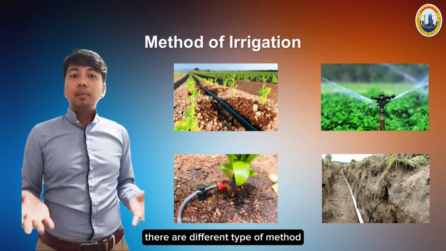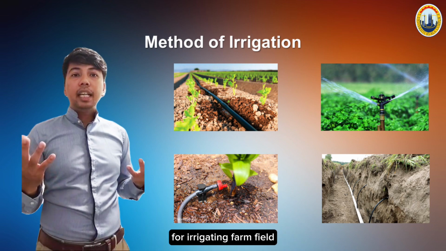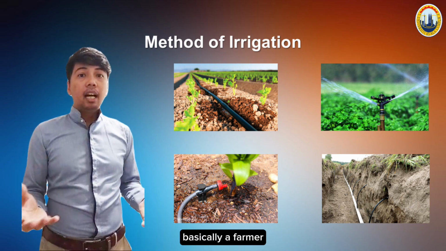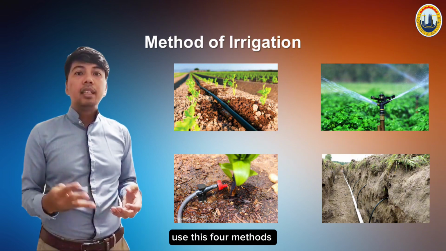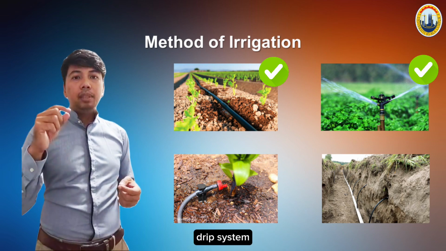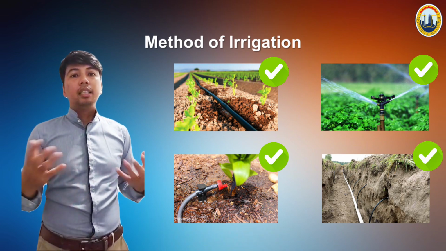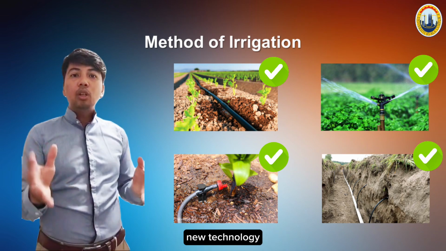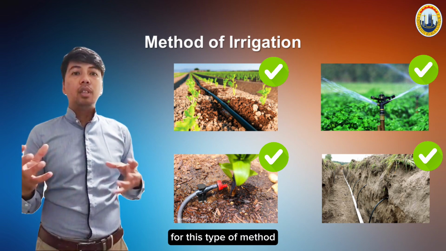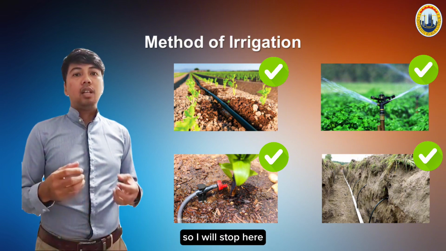There are different types of methods for irrigating farm fields for different types of crop fields. Basically, a farmer uses these four methods: surface system, sprinkler system, drip system and subsurface system. A smart irrigation system is a new technology to irrigate the farm field automatically, which is suitable for this type of method. So I will stop here.